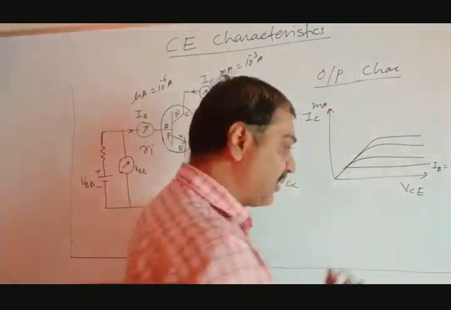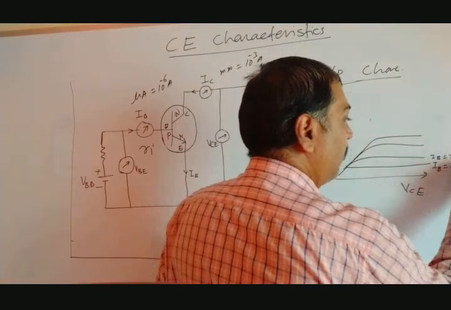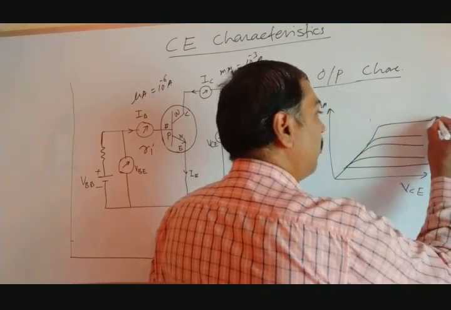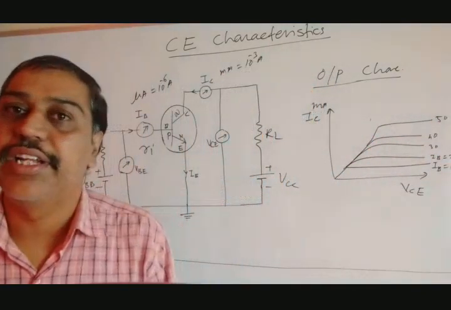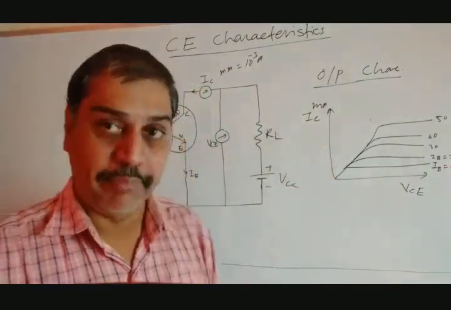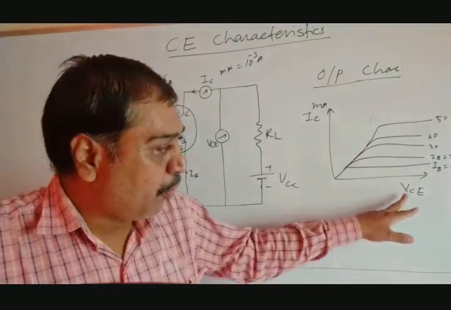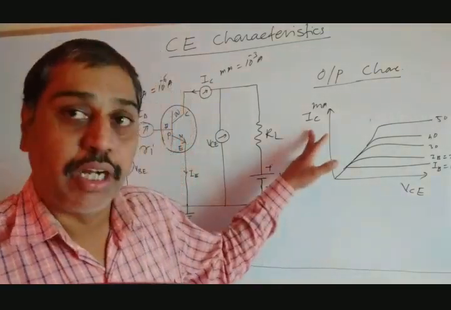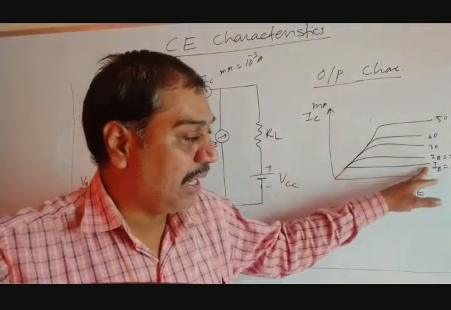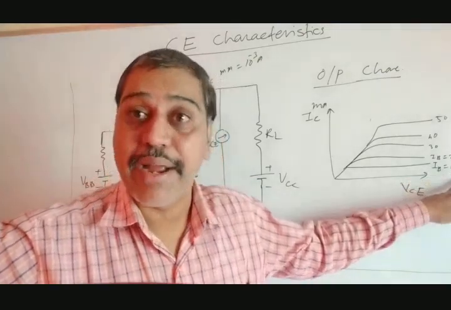Next, if we see here, IB is 20 microampere and so on. It is 30, 40 and you can take much more, also 50. So this is the variation of output voltage with the output current. But the point to remember is, as output voltage changes, output current changes up to this parameter. After that it remains constant. Why is it constant? Because IB is constant at 10 microampere.